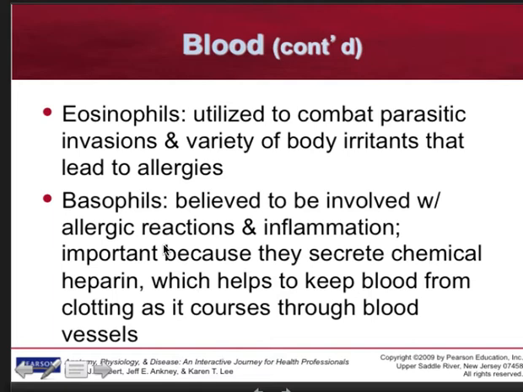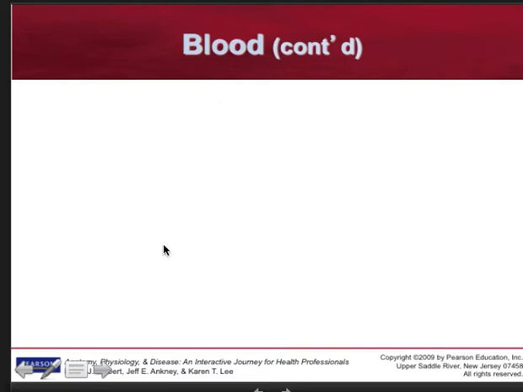They're important because they secrete chemicals such as heparin, which keeps the blood from clotting as it runs through the vessels, and that allows us to avoid the production of an embolus, a traveling clot, which would be obviously something very deleterious, as it could lodge in a capillary bed, and the result could be your death if it occurs in the brain or in the heart.